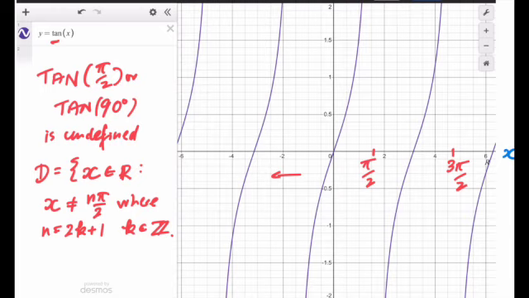As for the range, y can be any number with tan graphs, so we define the range as y such that y is any of the reals. And that of course can be from -infinity to +infinity.